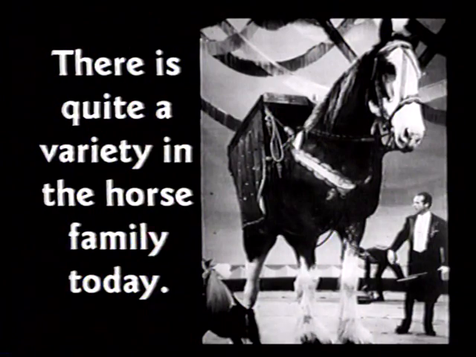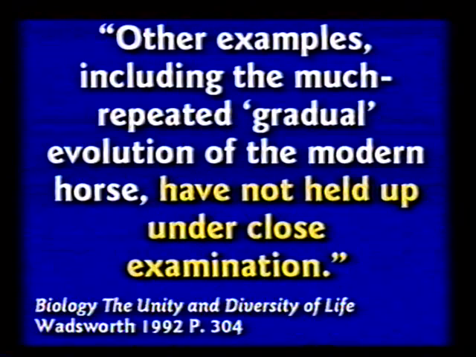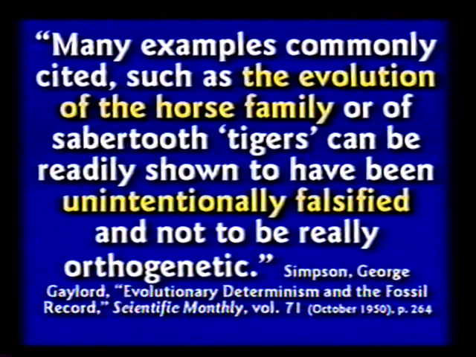And the experts will tell you the other examples, like the much repeated gradual evolution of the modern horse, have not held up under close examination. What that means is, it's not true. George Simpson, G.G. Simpson said, many examples commonly cited, such as the evolution of the horse family or the saber-toothed tigers, can be readily shown to have been unintentionally falsified and not to be really orthogenetic. He said this back in 1950.